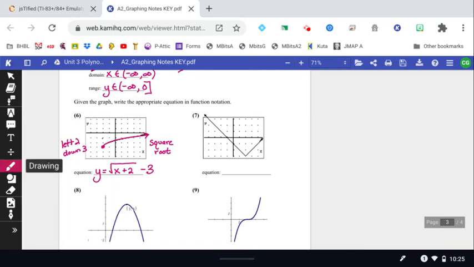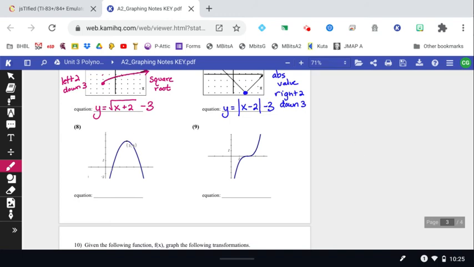All right, in number 7, notice my center of this absolute value. So we know this is absolute value. And we know the center went right 2, down 3. So y equals, so if I went right 2, I want x minus 2. And if I want down 3, minus 3.